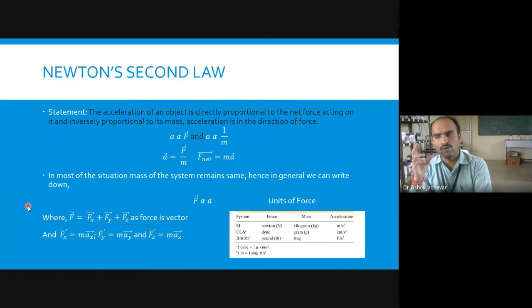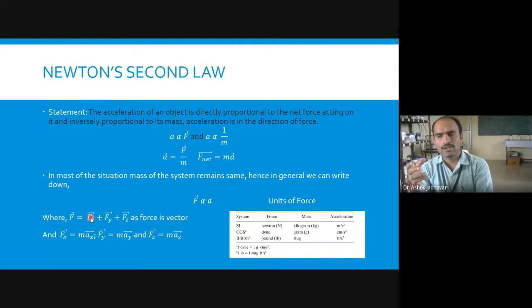Now here again we have to know the formula to determine F. The formula is F net = ma, where m is the mass of the body and a is the acceleration. If I want to know the total F, as F is a vector quantity, I can write it as Fx bar plus Fy bar plus Fz bar. Here Fx is the component of force along the x-axis, Fy is the component of force along the y-axis, and Fz is the component of force along the z-axis.